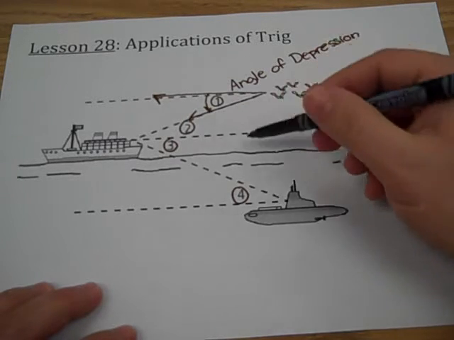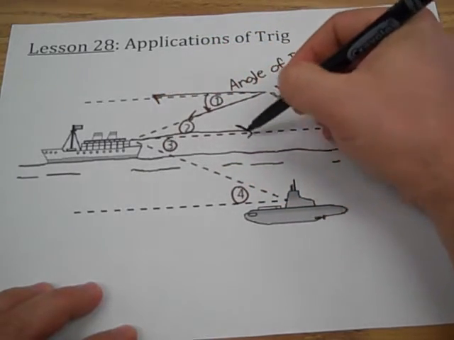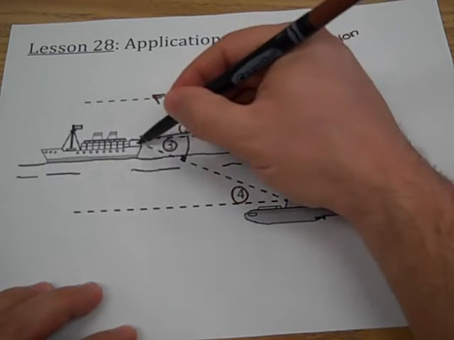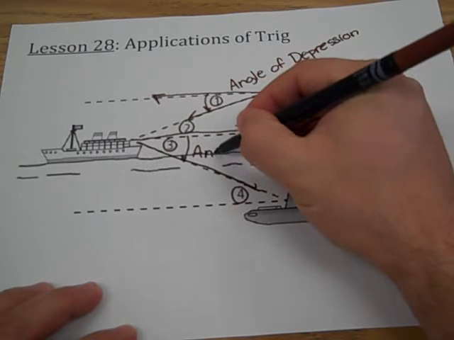There's another angle of depression in this picture. That would be if somebody was looking straight off the back of the ship and then they took their eyes and went down to look towards the submarine. That's another angle of depression.